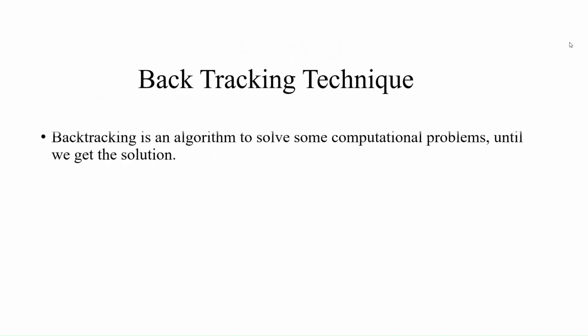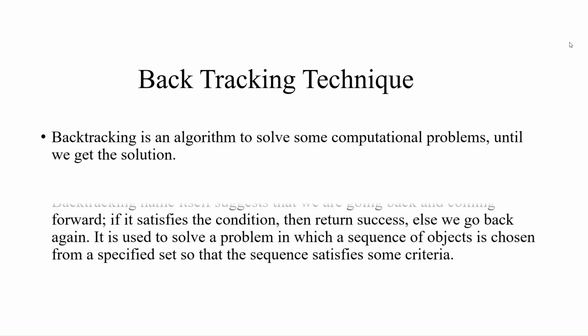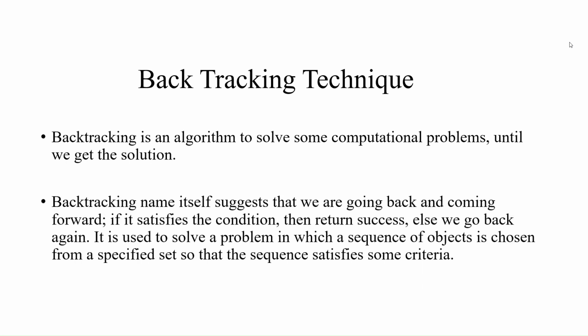And now let us discuss backtracking. Backtracking is an algorithm to solve some computational problems until we get the solution. And the name itself suggests that we are going back and coming forward. If it satisfies the condition, then return success. Else, we go back again. It is used to solve a problem in which a sequence of objects is chosen from a specified set so that the sequence satisfies a criteria.